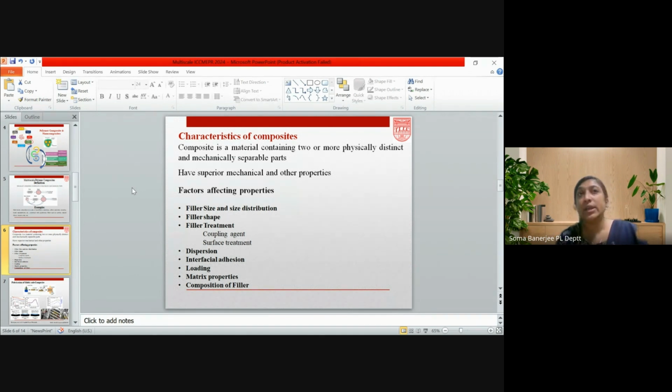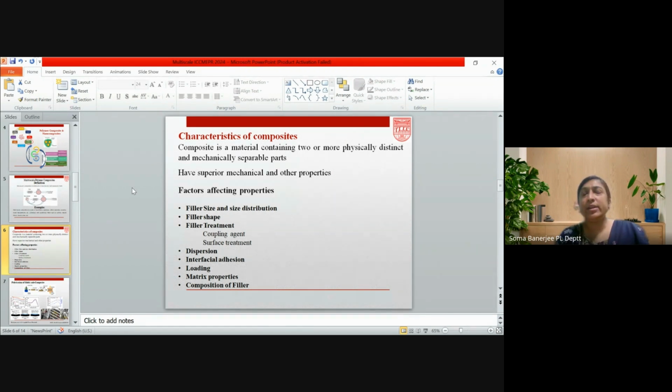Then the third point is filler treatment. In the morning, we had a very interesting session about it, where we saw that filler treatments can play a very important role. The filler treatment can be only a physical coating, like stearic acid coating or other coatings, or it can be chemical bonding, like using silane coupling agents, for example trimethoxysilane, TMS, etc. So by these two ways, we can treat the filler, but the main motive is the next point, that is the dispersion or the interfacial adhesion of the filler.